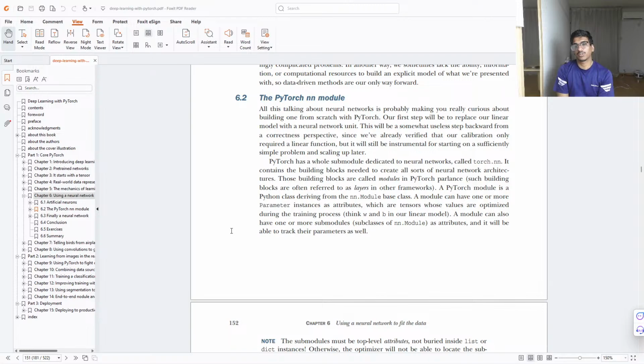Our first step will be to replace our linear model with a neural network unit. This will be somewhat of a step backward from a correctness perspective, since we have already verified that our calibration only requires a linear function, but it will be instrumental for starting with a sufficiently simple problem and scaling up later.